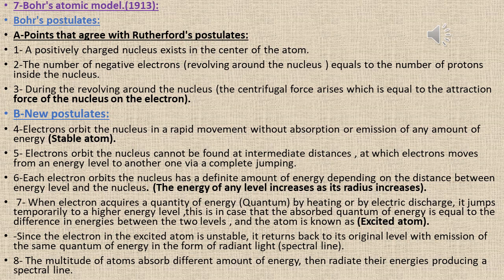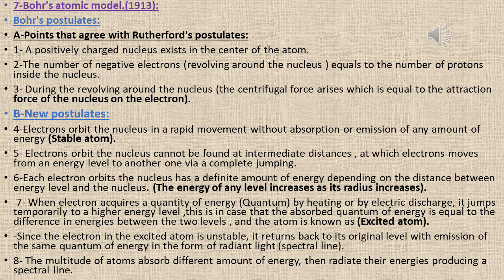New postulates: electrons, while they are in an energy level, don't emit or absorb any amount of energy, and in this case it's called a stable atom, and the electron prefers the stable atom. The electron orbiting the nucleus can't be found at an intermediate distance. Like we know, we have seven energy levels: K, L, M, N, O, P, Q. The electron doesn't exist between K and L.